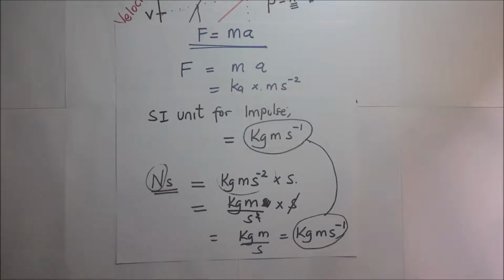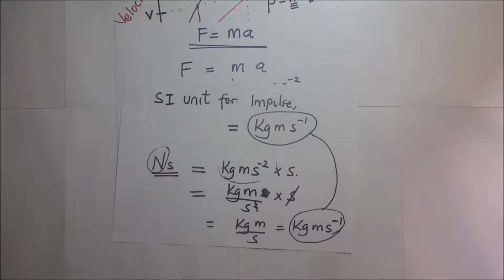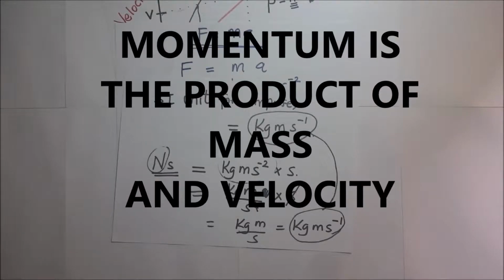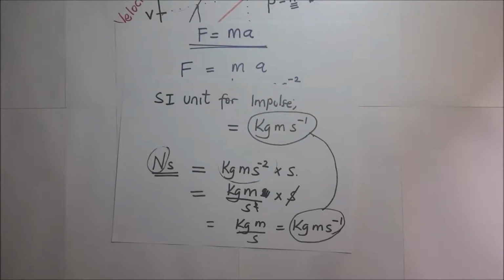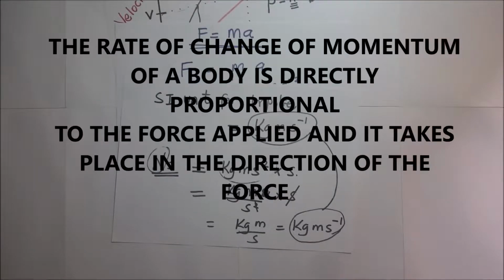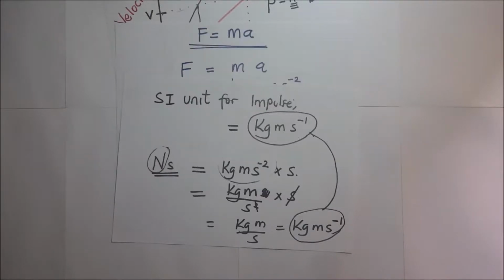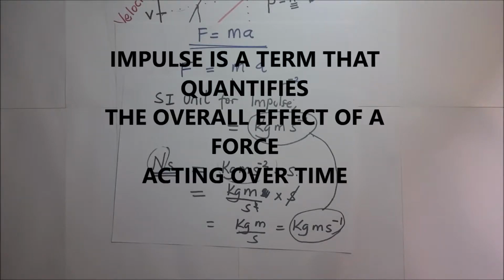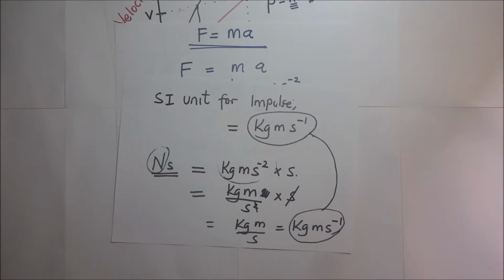seconds. So if I may make a recap, in this video we have covered Newton's second law of motion. We started with momentum, which we said is the product of mass and velocity. We went ahead and talked about Newton's second law of motion, which states that the rate of change of momentum of a body is directly proportional to the force applied, and it takes place in the direction of the force. We went ahead and talked about impulse, which by definition, we said is a term that quantifies the overall effect of a force acting over time.